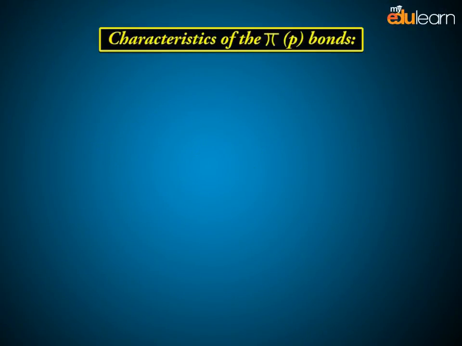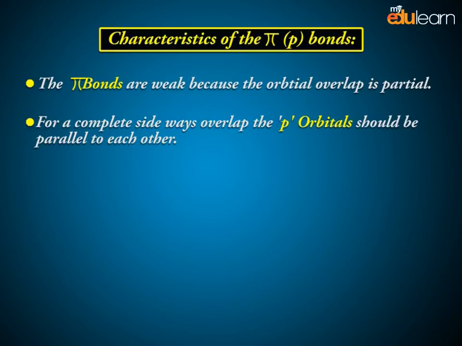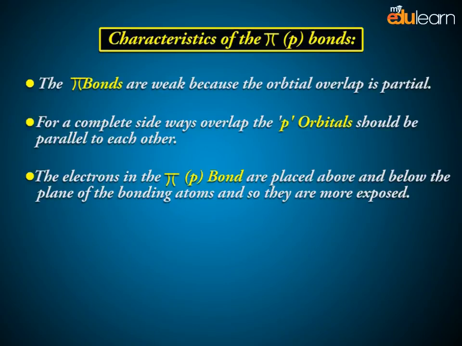Characteristics of the pi-p bonds. The pi bonds are weak because the orbital overlap is partial. For a complete sideways overlap, the p orbitals should be parallel to each other. The electrons in the pi-p bond are placed above and below the plane of the bonding atoms, and so they are more exposed.